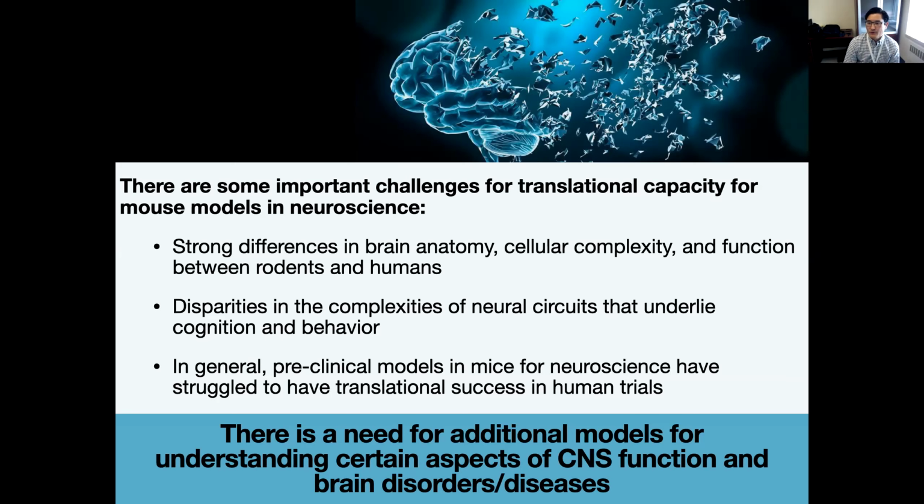And there's a lot of reasons for why this is the case, including the clinical populations that are tested and the intervention points and things like that. But in general, there have been some struggles with rodent models, preclinical models, and translational success in human trials. So there's definitely a need for additional models that can help us understand certain aspects of central nervous system function, and in particular deal with brain disorders and diseases.